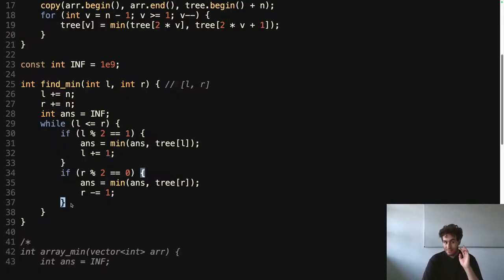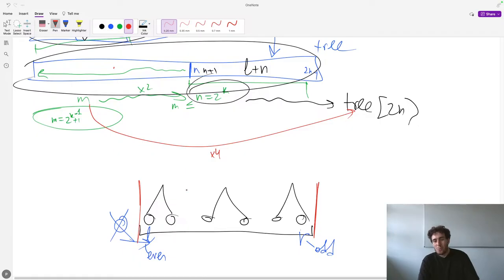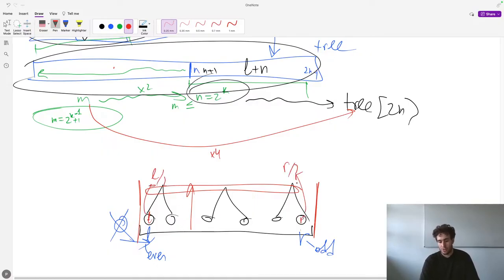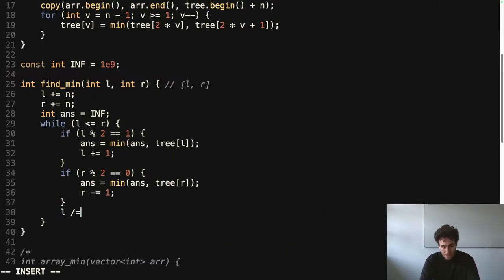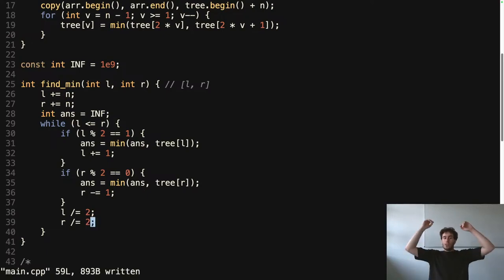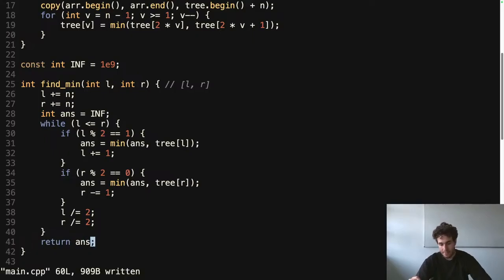And then don't forget to do the last step, right? This while loop is infinite. It's just going to make L be even or odd, and then it's not going to change anything. After that, we need to move to the previous level. Remember, that's very important. To move to the previous level, we just take L and take its parent, which is L half, and take R and move to its parent, which is R half, right? So we just divide L by 2 and R by 2. And this is the whole algorithm that we have. At the end, we just have to return the answer. And this is it.